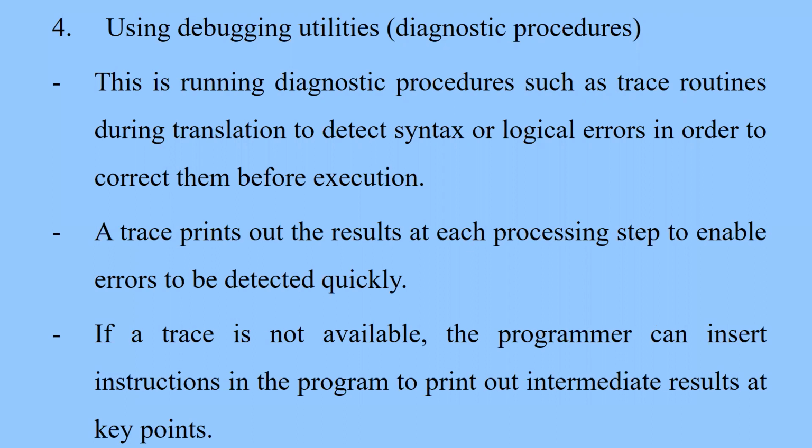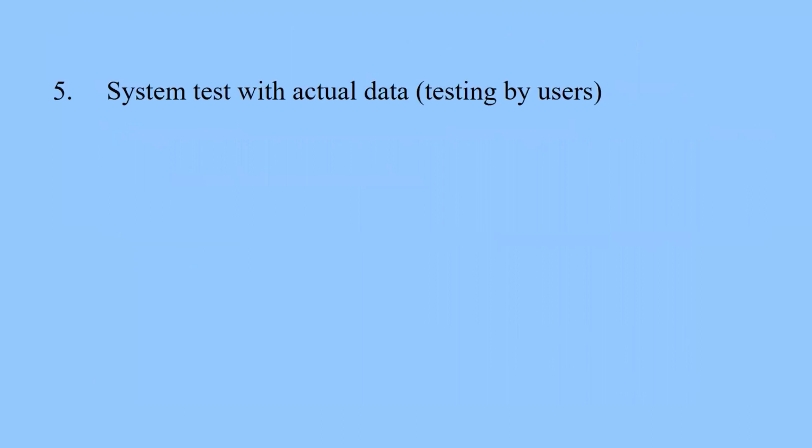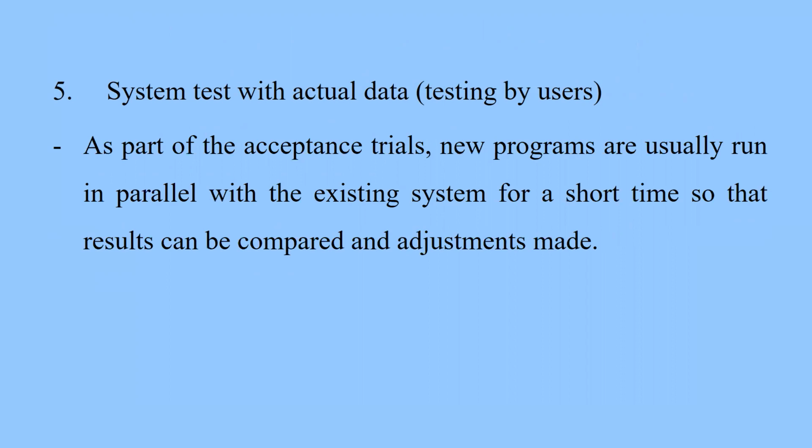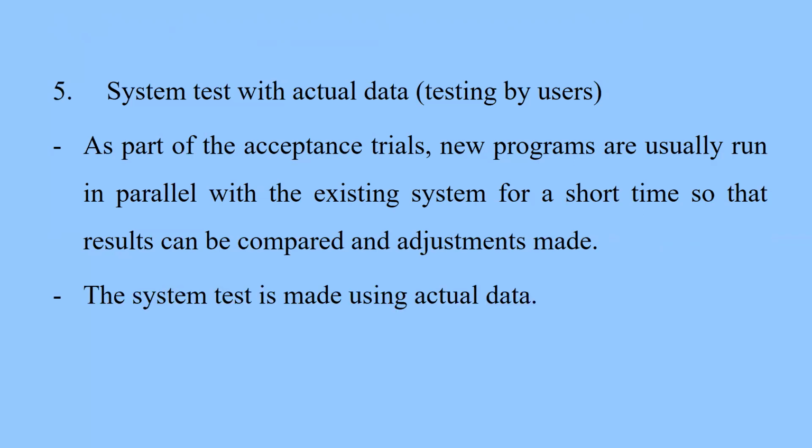If a trace is not available, the programmer can insert instructions in the program to print out intermediate results at the key points. The fifth method is doing what we call a system test with actual data. That is testing by users. As part of the acceptance trials, new programs are usually run in parallel with the existing system for a short time so that results can be compared and adjustments made. The system test is made using actual data, in the actual environment.